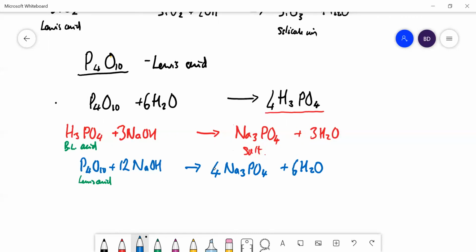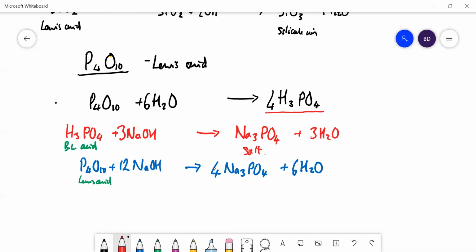Just check all the oxygens are okay. We've got 16, we've got 4 times 4, that's 16 there, plus 6 there, that makes 22. And we've got 10 there and 12 there, it's 22 on that side as well. So it's okay. So they always ask that question: what salt are you going to get from P4O10? Well, just think, what salt would you get from phosphoric acid? And it's the same formula.